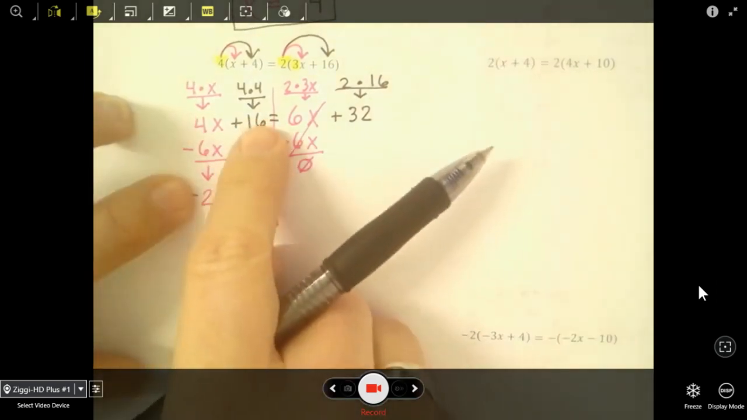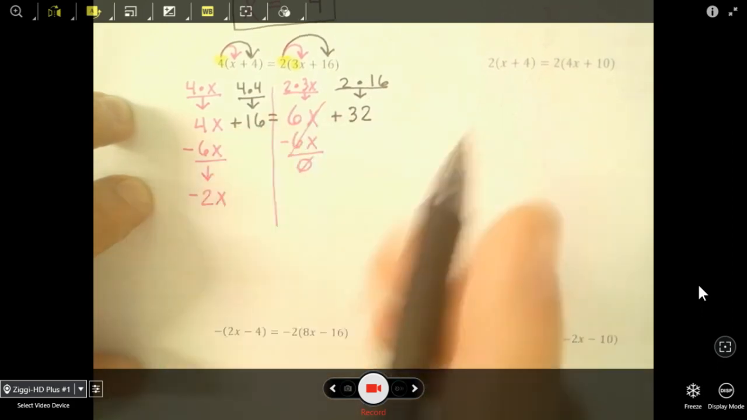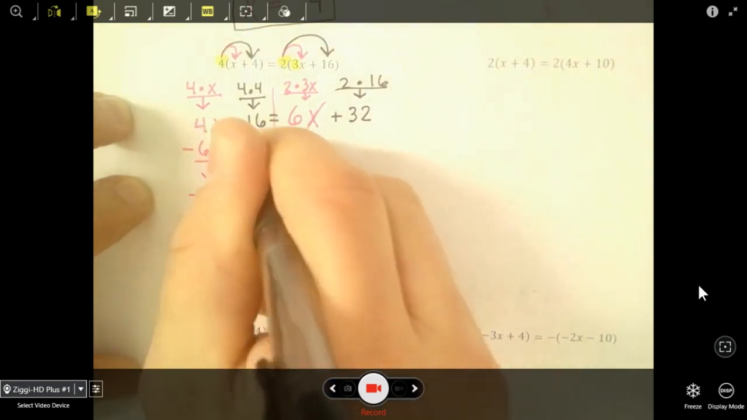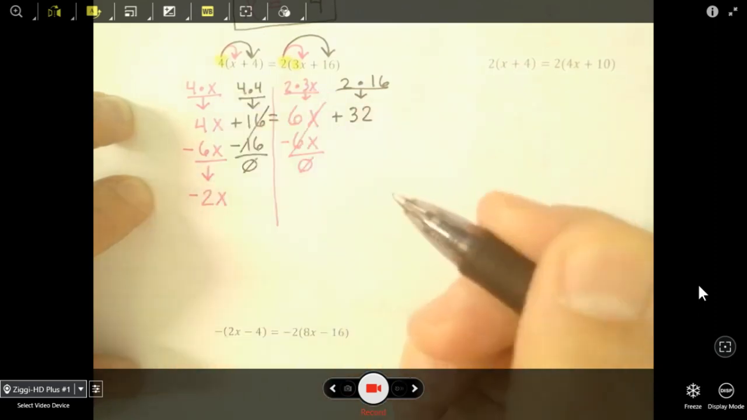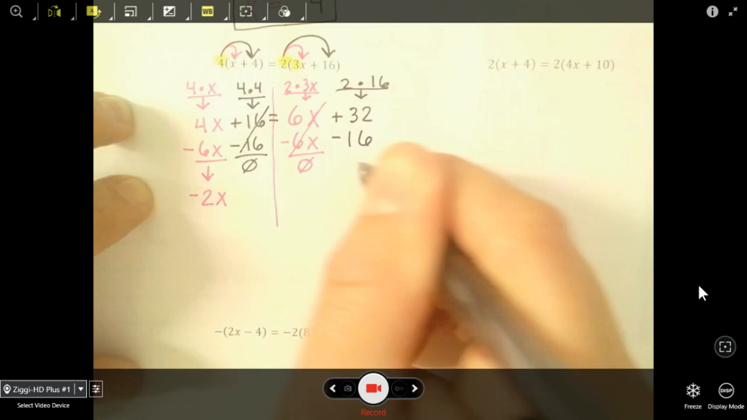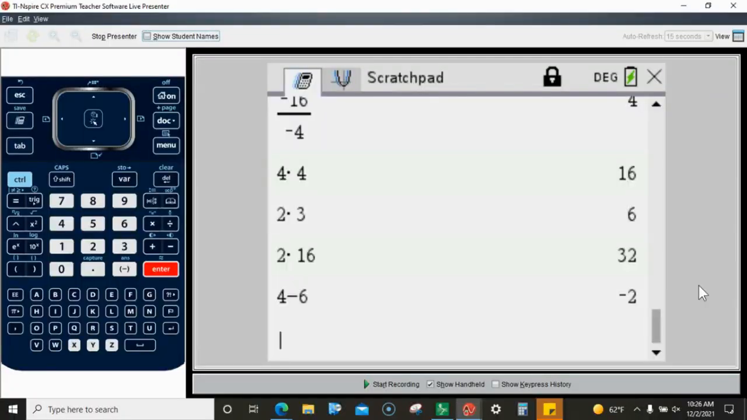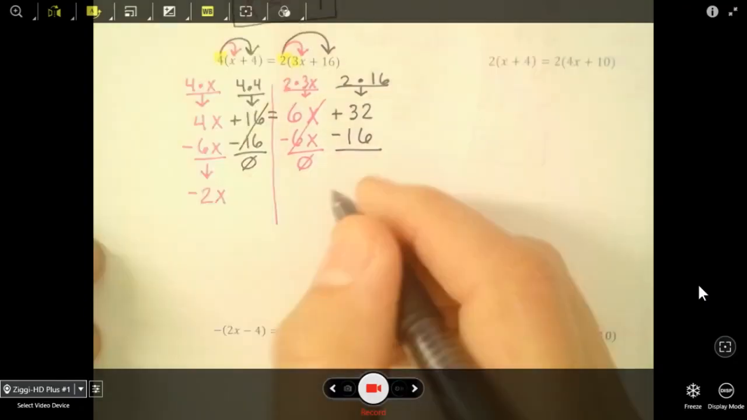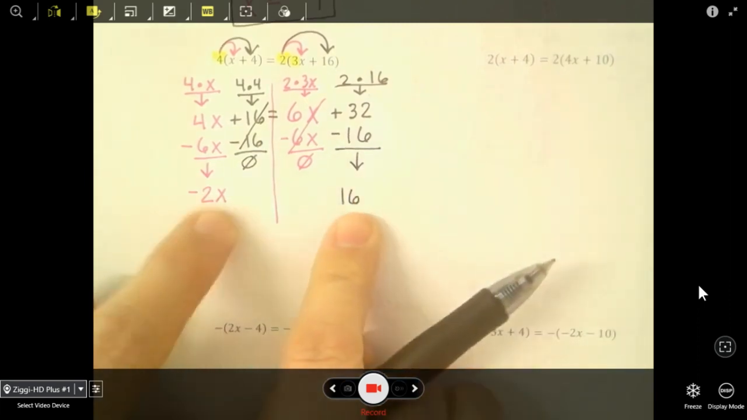Now I got this other constant over here on the left, so I'm going to move this constant over to the right. And since this is adding 16 right here, I'm going to do the opposite, which is subtracting 16. That leaves me with 0 16's on the left. And then I'm going to subtract 16 on the right. So 32 minus 16 gives me positive 16. So I'm going to write that down here, positive 16. So the only thing I have left now is negative 2x on the left and positive 16 on the right.